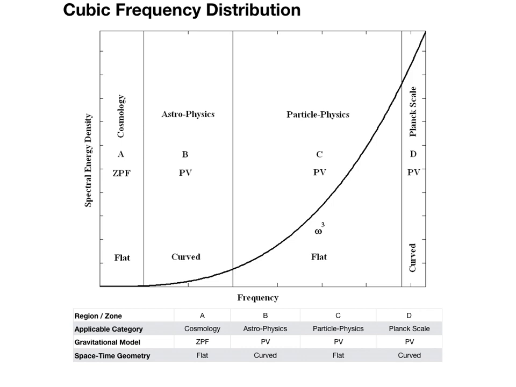Region B relates to the astrophysical scale of cubic frequency distribution, whereby space-time geometry has been experimentally confirmed by general relativity to be curved. Region C relates to the particle physics scale of cubic frequency distribution, whereby space-time geometry is usefully approximated as being flat. Lastly, in Region D, at the theoretical Planck scale of cubic frequency distribution, space-time geometry is assumed by the scientific community to be curved. The dominant gravitational model associated with each region refers to the state of the quantum vacuum.